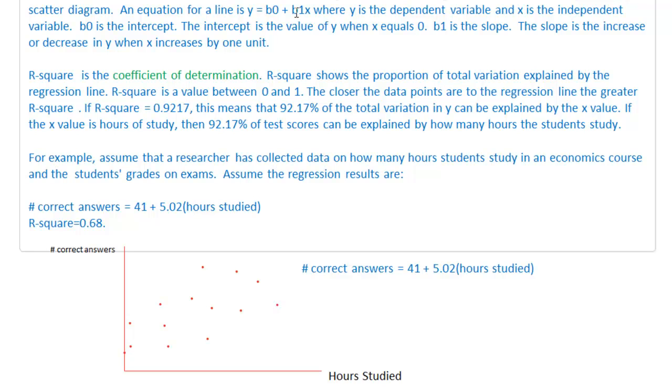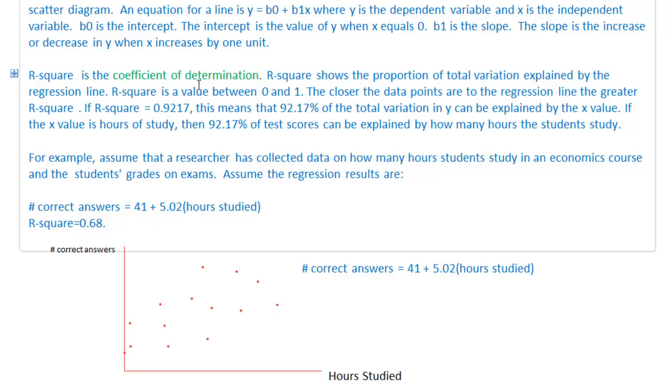And so really what we have is an equation for a line, in this case of a simple linear regression. We just told you y is our dependent variable, x is independent, b0, which would be the 41 here, would be our intercept. 5.02 would be our slope.